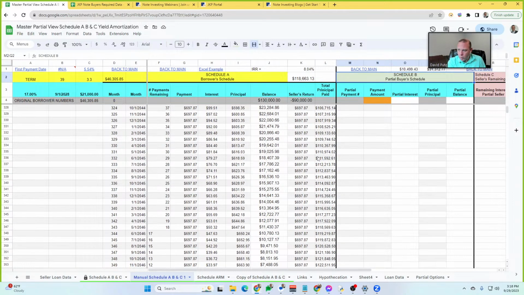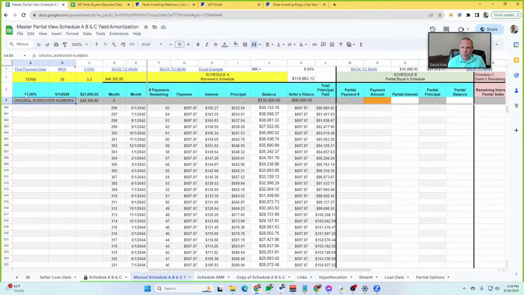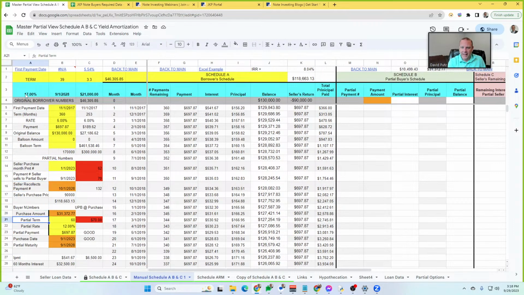In the partial world, if we set this up so the partial buyer is only going to buy 60 months, and they're going to buy it at 31,372.77, which has a 12% interest rate, you're going to get payments equal to the borrower's numbers. We want to focus on the fact that we're buying part of that payment stream, which will end sometime in the future, 30 years from that date.